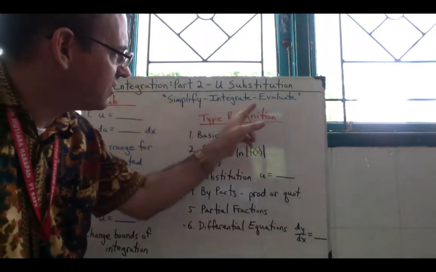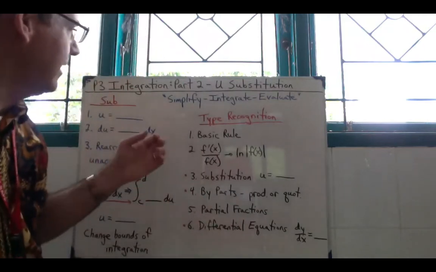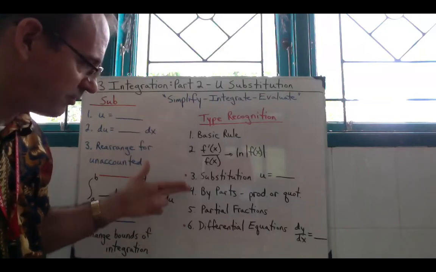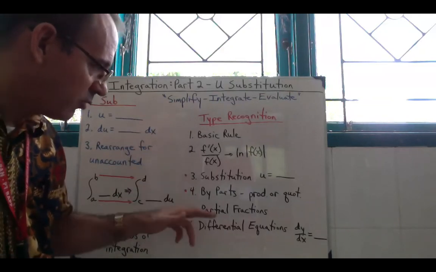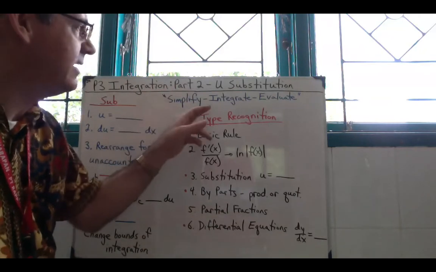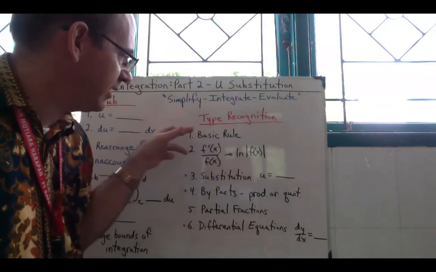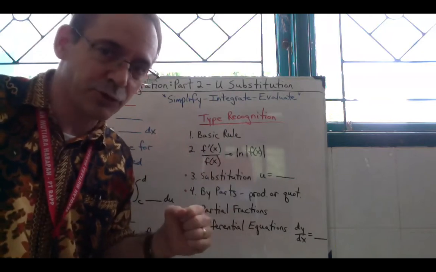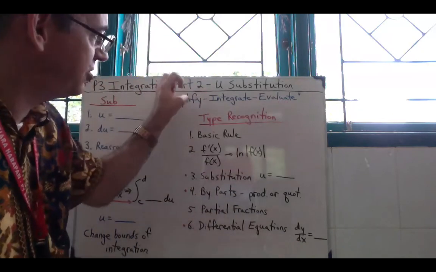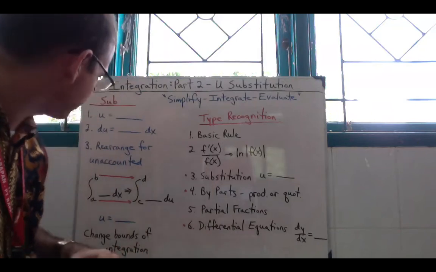Also, don't forget, here is the basic guide when you're going through a question. You want to simplify, and your simplification will be done through these different ways: substitution, or by parts, or by partial fractions. So you'll want to simplify, then you integrate. When you integrate, you're basically doing the basic rules of integration. And then at the end, you'll evaluate. So make sure you keep this 3-stage process in mind as you go as well.